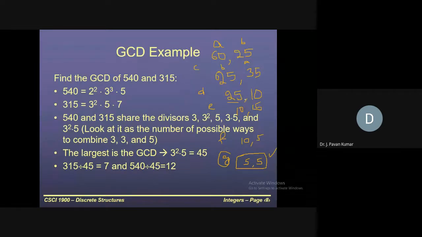Now 25 is the minimum one, and the difference is 10. Next, again, what is the minimum one? 10, and the difference is 15. Next, what's the minimum? 10, and the difference is 5. Next, what's the minimum? 5, and the difference is also 5. Whenever A and B values here, if you observe A value from 60, we keep on updating, and B value from 25, we keep on updating. Then finally, if we get A and B values as same, that value we can consider as GCD. Is it clear?